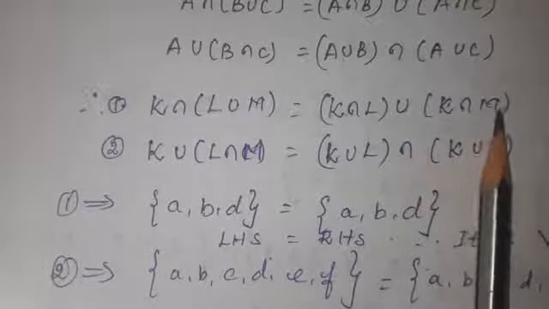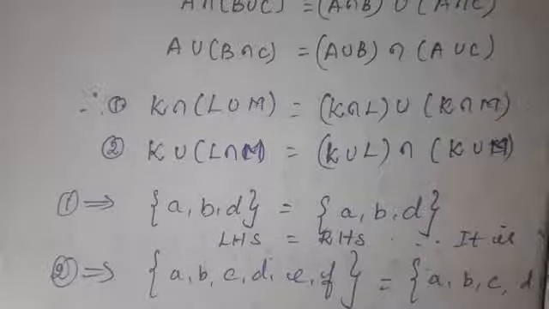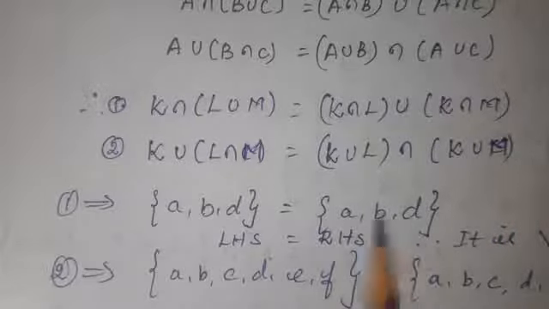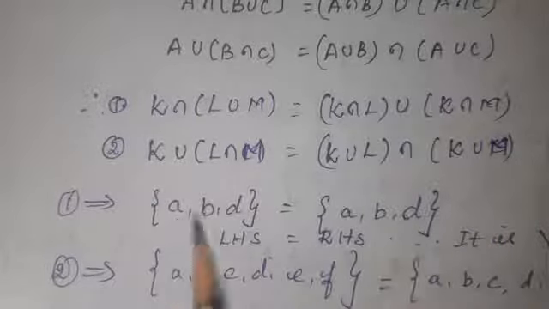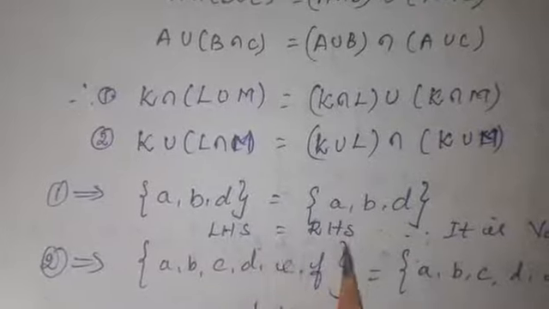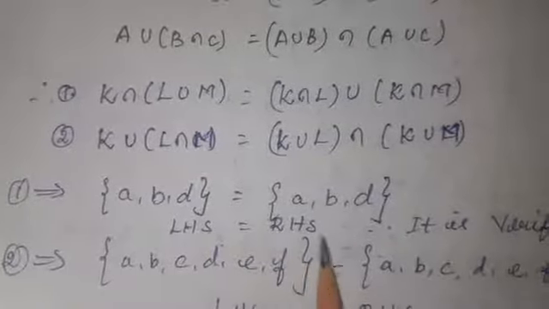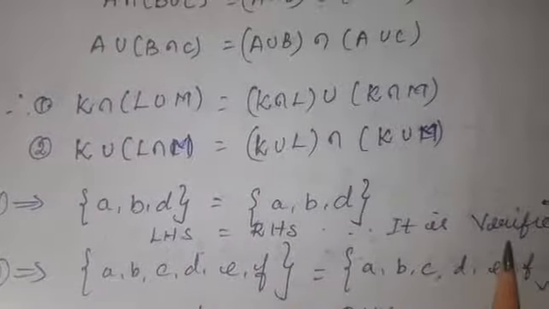The fourth question they asked us, that fourth answer I have written here. A, B, D. This is both sides. This is the LHS side, and this one is the RHS side. Both are equal, so I have written LHS equals RHS. If both are equal, it means it is verified.